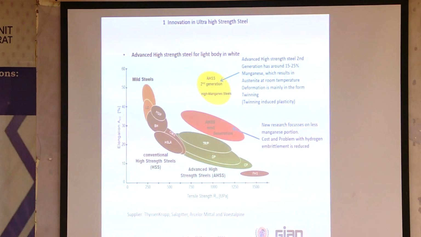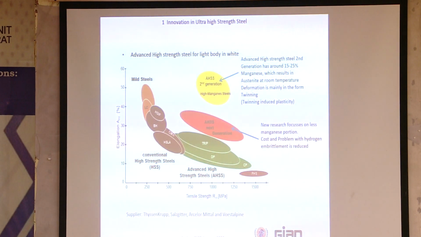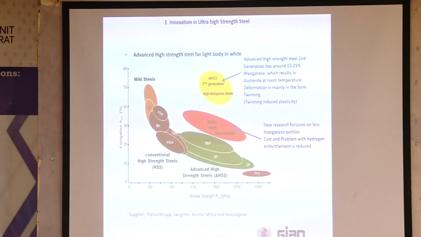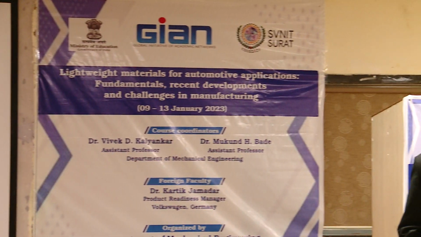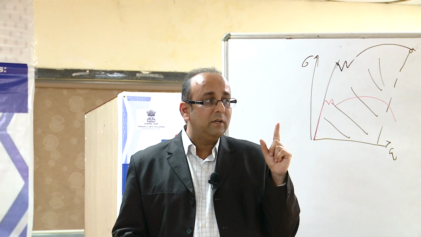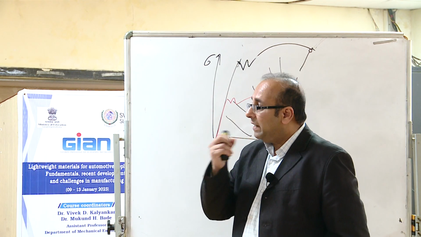I explained to you that austenite is at room temperature. That is the basic of advanced high strength steel. What is available at 723 degrees centigrade or 950 degrees centigrade for other carbon content, now that temperature is brought to the room temperature by adding manganese. Manganese plays a very important role here. And you can see the effect.